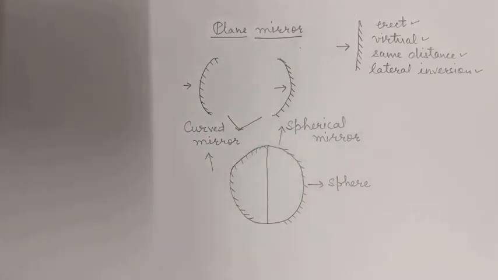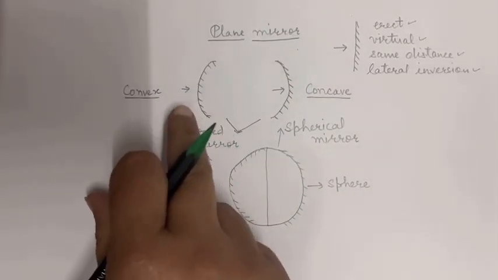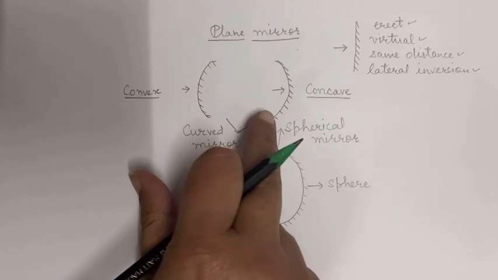So this is about spherical mirrors. Now because spherical mirrors have properties different from the plane mirror, the images formed by these spherical mirrors will also have differences in their properties. So this we are discussing in this topic. So here I have just explained to you about the curved surfaces.